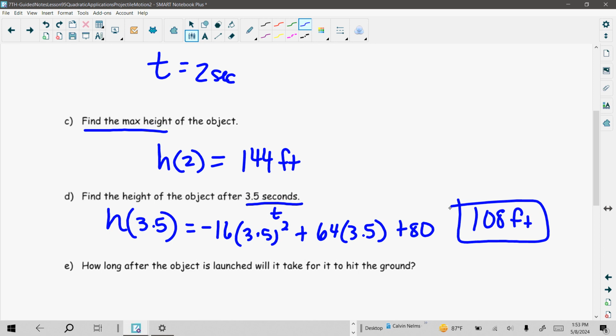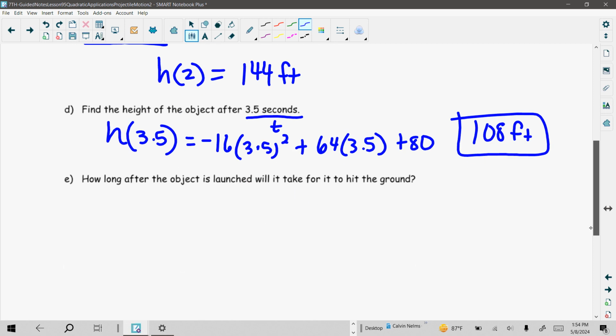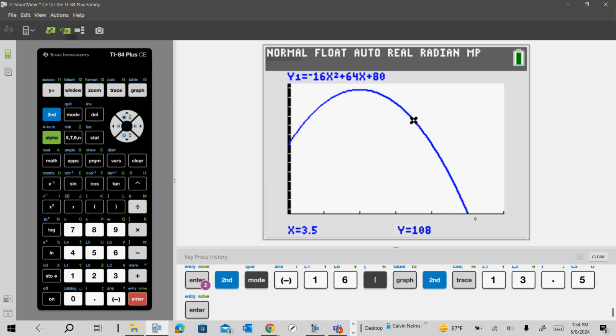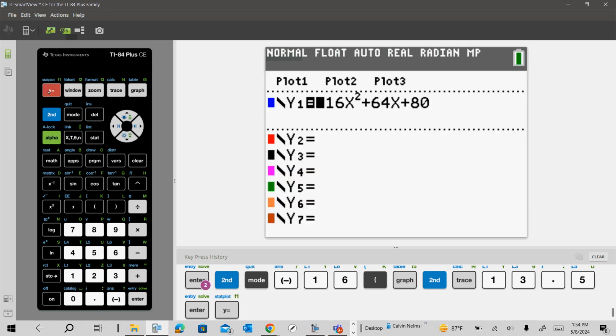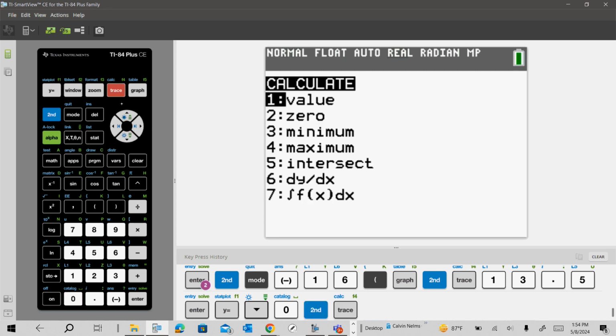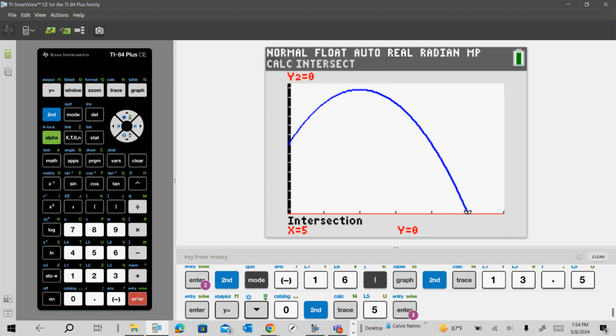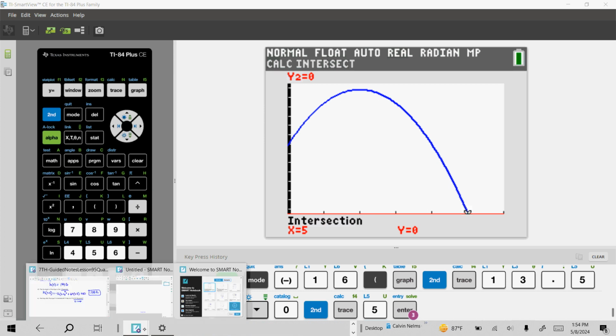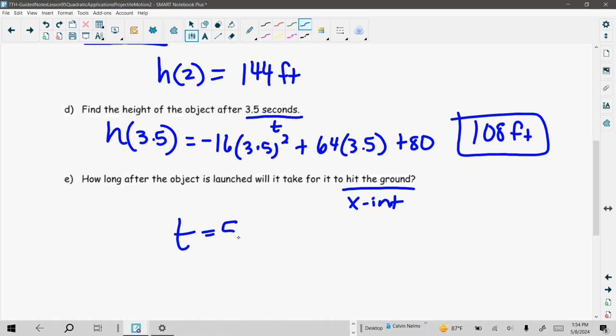Now, the question here is, how long after the object is launched will it take for the object to hit the ground? So when it hits the ground, that is our 0, or our x-intercept. So I'm checking for how long it takes to get to 0. To do that, I want to put in 0 for y2, then do second trace, 5, and enter 3 times. And it takes 5 seconds for the object to get to the ground. All right, so t is 5.